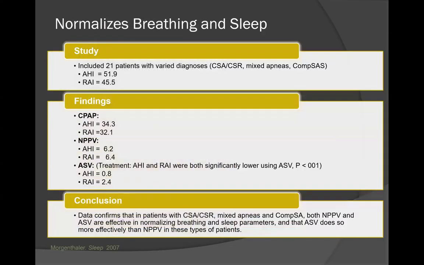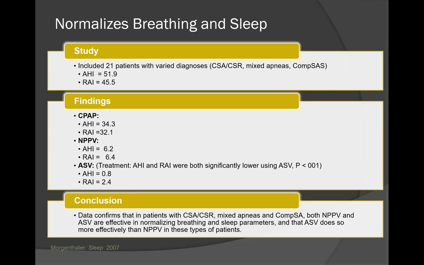All right. Now, this study has 21 patients with CSA, CSR. AHI is 51 or 52, right? RAI is 45.5. So the findings, just look at this, right? From an AHI of 52 on CPAP, it went down to 34. That's pretty good, right? But not that good, okay? Now with NPPV, like a bilevel with a backup rate, it went down from 52 to 6.2. I would say that's pretty damn good, right?